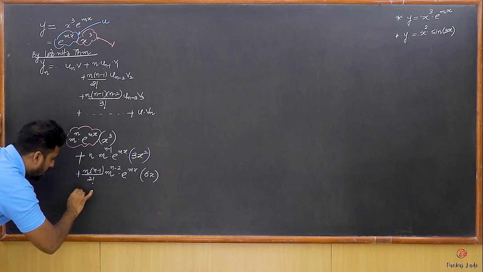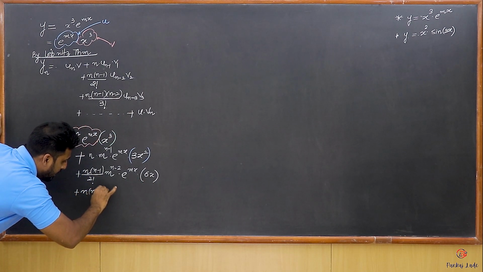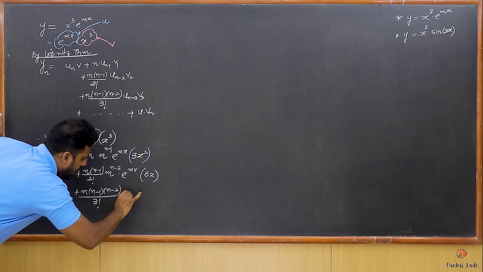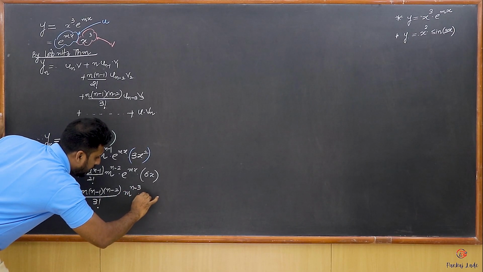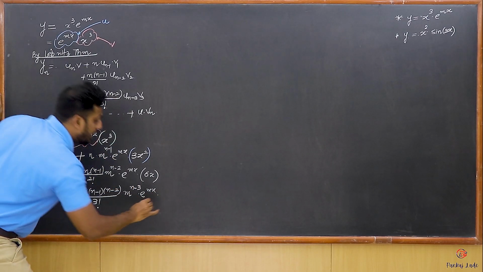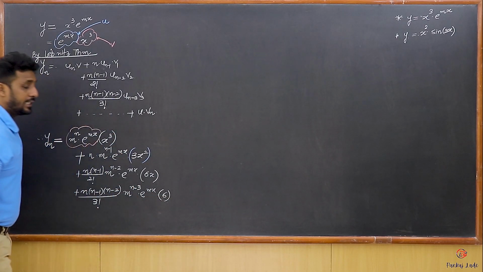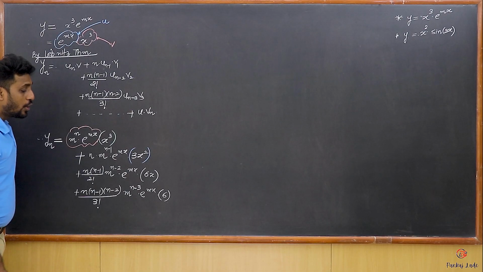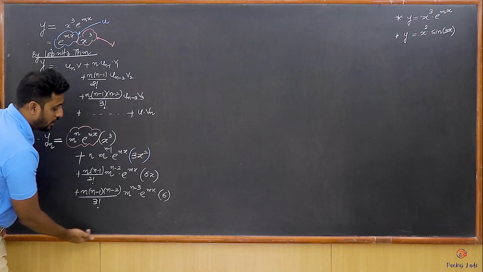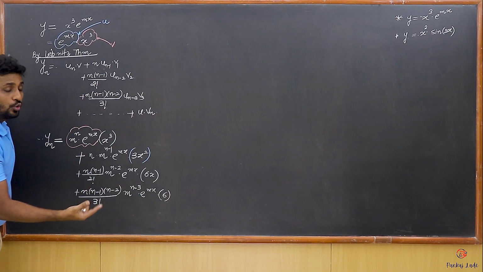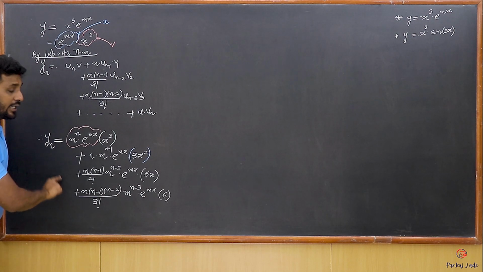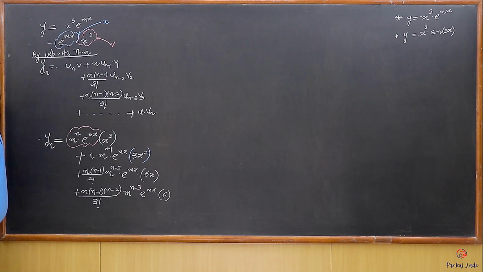Let's proceed further. Plus n into n minus 1, n minus 2 upon 3 factorial, m raised to n minus 3. You get e raised to mx, and the next derivative of 6x is going to be 6, isn't it? No need to proceed further because the next derivative of 6 is going to be 0. Whatever the derivative comes here, you multiply it with 0, the answer is going to be ultimately 0. So now I don't need to proceed any further. This is my last step.